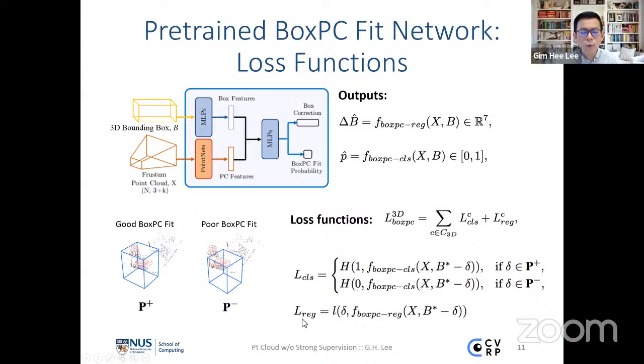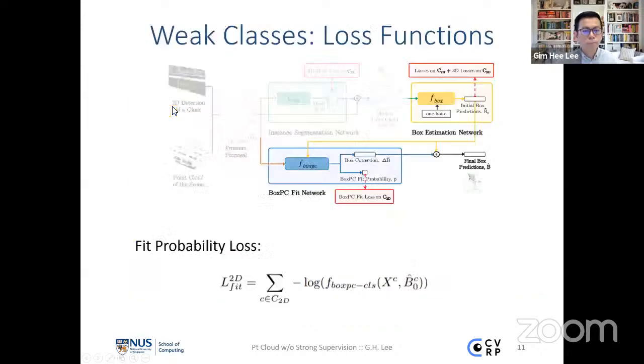As well as the regression task, where we predict delta, which is the perturbation that we give to the bounding box on the strong classes. This is a regression, for which we simply use an L2 loss to predict this delta. So this box PC regression is actually to predict the delta B, which we can use to correct the predicted 3D bounding box.